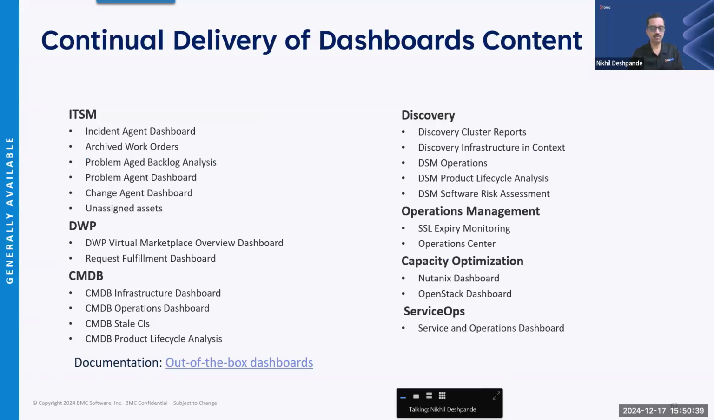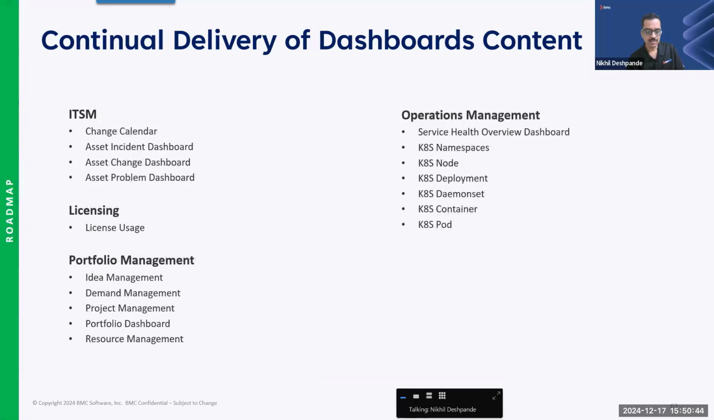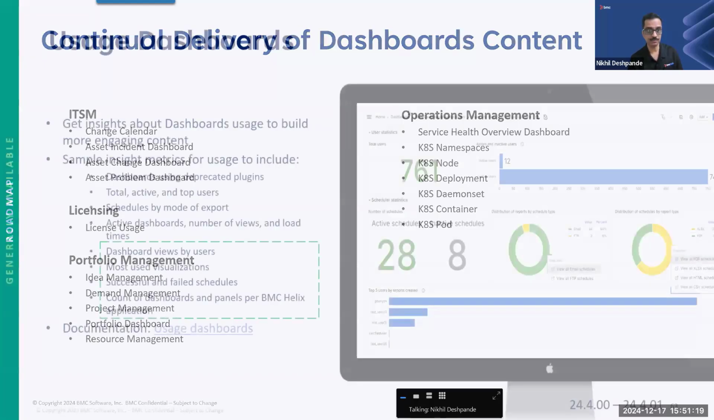We continually deliver out-of-the-box dashboards. These are all the dashboards we have delivered in recent times. There are several on the roadmap. Change calendar coming up soon, where you can see on a calendar UI the total number of changes scheduled for every day of a month, and then you can drill down on that and go to the details. We'll introduce dashboards for portfolio management, operations management, so all these Kubernetes dashboards relate to operations management. There will be a license usage dashboard that you can use to determine compliance of your BMC Helix license position.